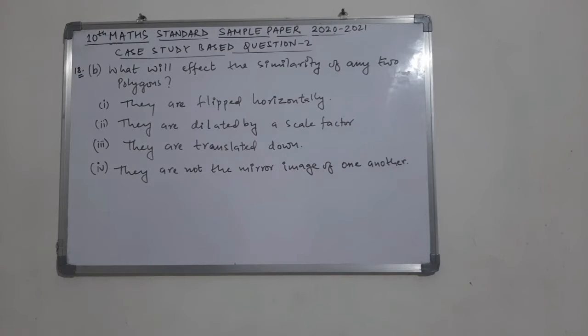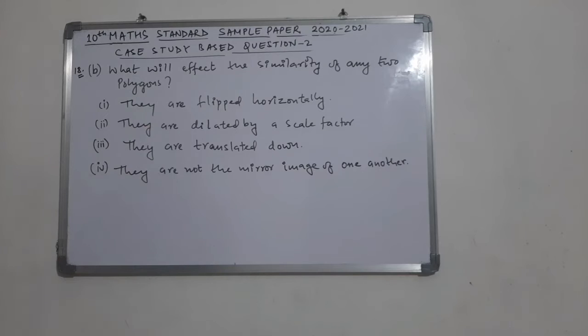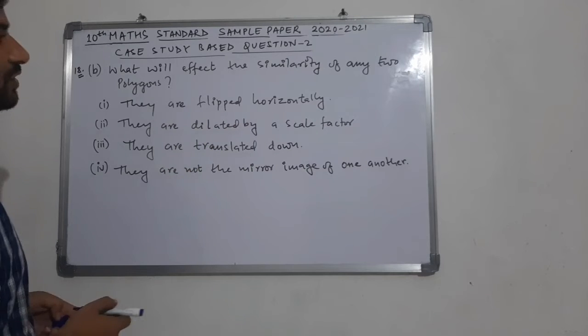Come to the second part of this question, 18 question B part. It is a very simple question. What will affect the similarity of any two polygons? Out of these four options, in which condition the similarity of two polygons will be changed, means the polygon will not be similar? The first option is they are flipped horizontally.